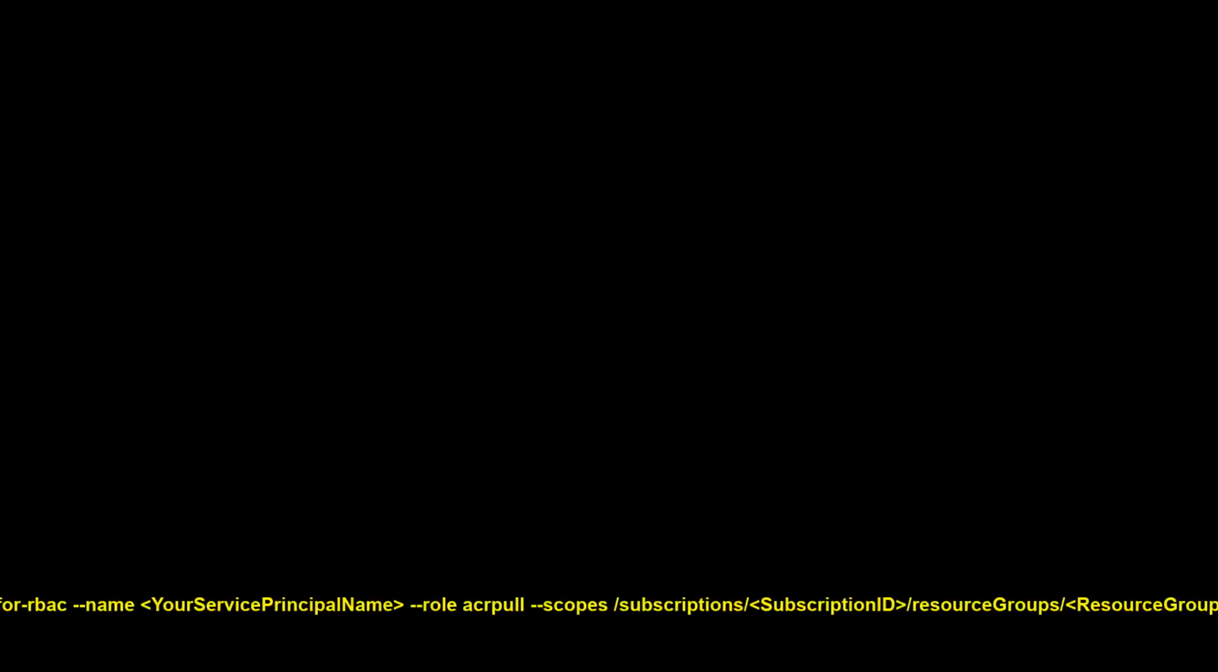Now, obtain the service principal credentials necessary for automation. You can create a service principal by using the command az ad sp create-for-rbac --name your-service-principal-name --role acrpush --scopes /subscriptions. Replace the placeholders with your specific details. Make sure to copy the generated app ID and password as you will need these credentials later.